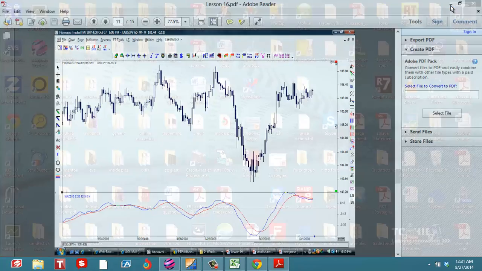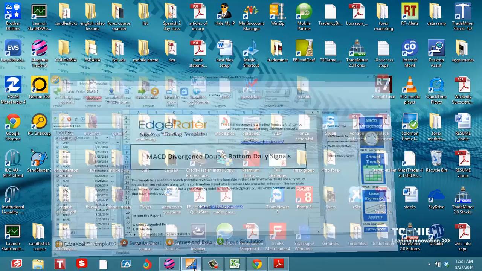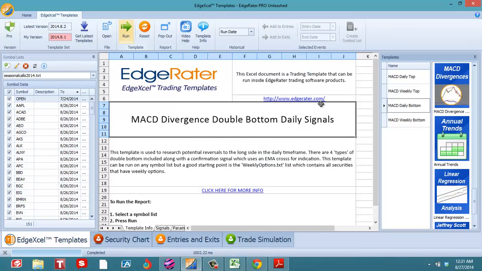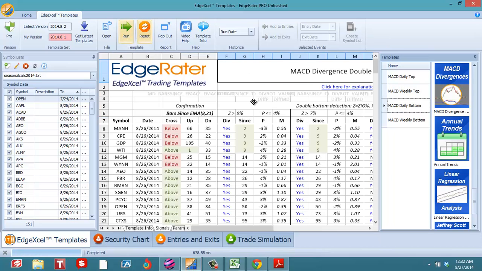Okay, so let's go right here and let's run the test. So I'm going to go to the daily chart and look at the bottom. We could run this on a weekly bottom too. We want to run the bottoms when we're looking for stocks that are going up. Now, if I had a seasonality list that goes down, then I'll run these two. Okay, and I'm going to run this.